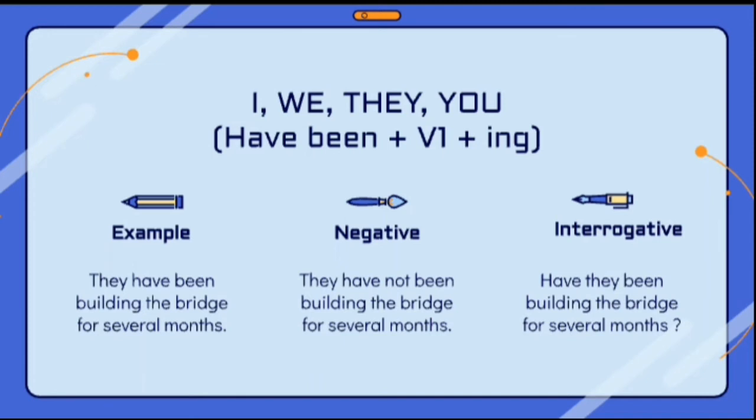I, we, they, you go with have been and first form of verb and ing. For example, they have been building the bridge for several months. The negative sentence is they have not been building the bridge for several months. The interrogative sentence is have they been building the bridge for several months?